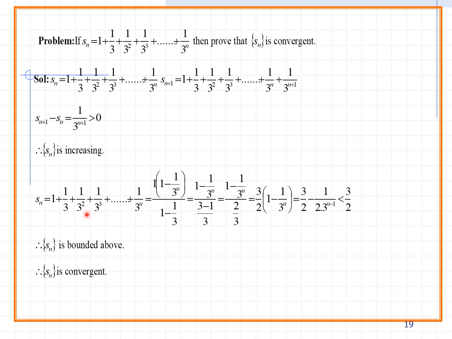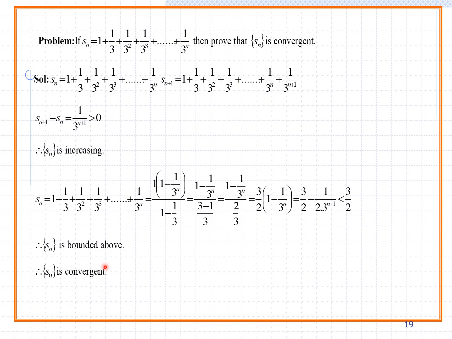Let us see this. So what is the sequence? 1 by 3 power of n. Here this sequence can be written as 1 into 1 minus 1 by 3 power of n and 1 minus 1 by 3. So both can be written as 1 minus 1 by 3 power of n by, on simplification, 2 by 3. So 2 by 3 is reversed, and 3 by 2, 1 minus 1 by 3 power of n. So on multiplication it is 3 by 2 minus 1 by 2 into 3 power of n minus 1. So this particular value is less than 3 by 2.